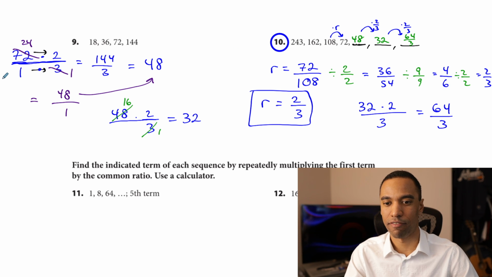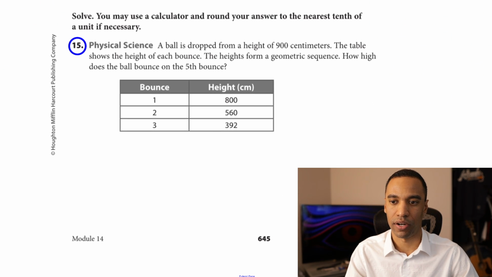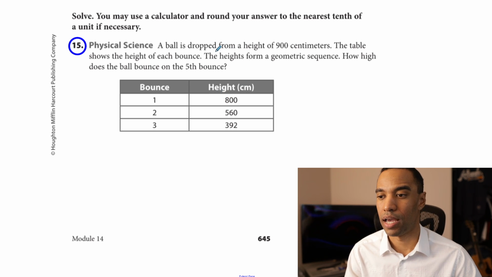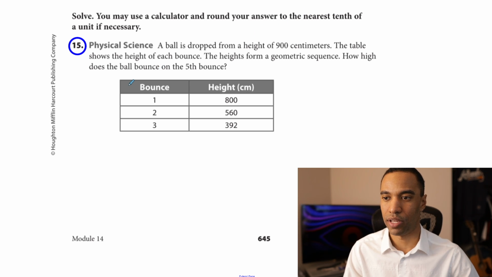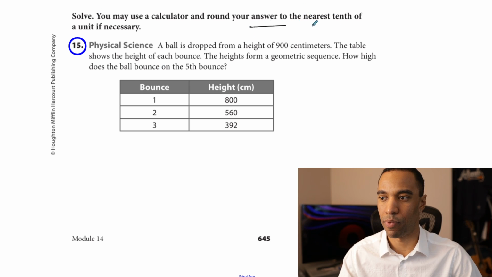All right, 9 minutes left. I got 5 more problems to do. Those are the basic ones there. Working into word problems here, I got this number 15. You may use a calculator, and I very well may here as the numbers get larger. You may use a calculator and round your answer to the nearest tenth of a unit if necessary. Notice how they tell us this time, round to the nearest tenth.